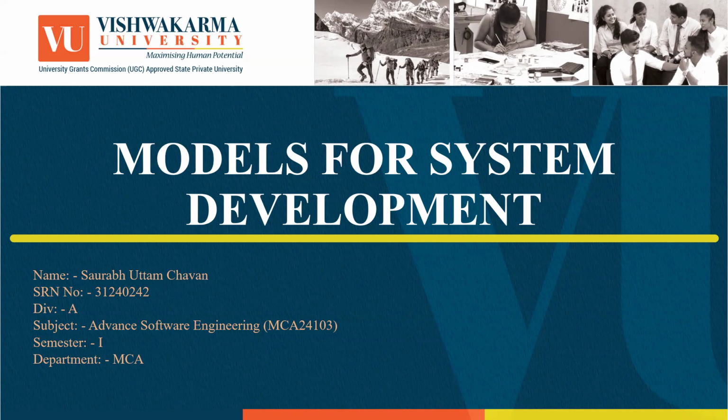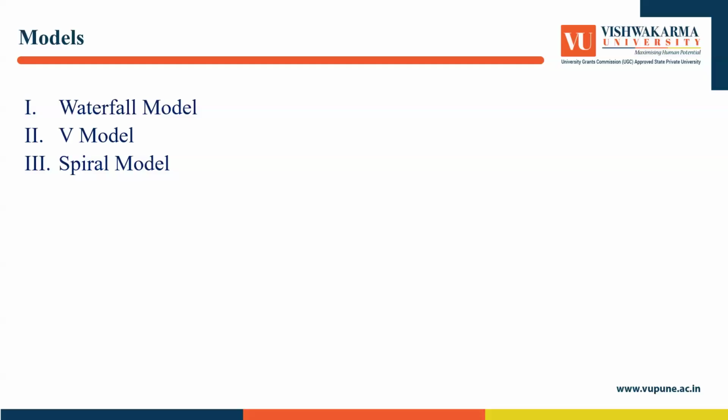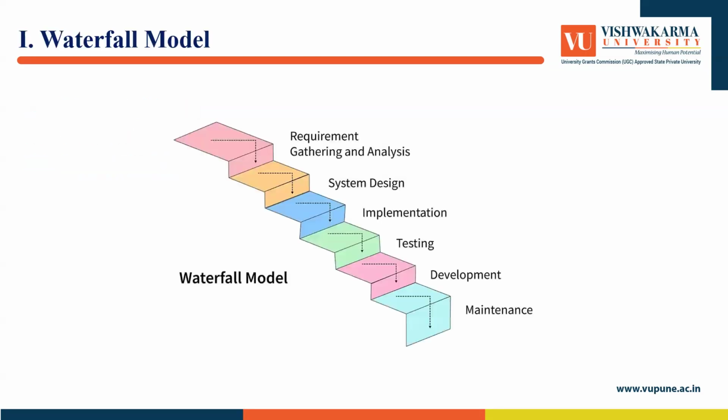Now I am presenting Project 2. The topic is Models for System Development. There are three models: waterfall model, V model, and spiral model. Now I am explaining the first model, the waterfall model.